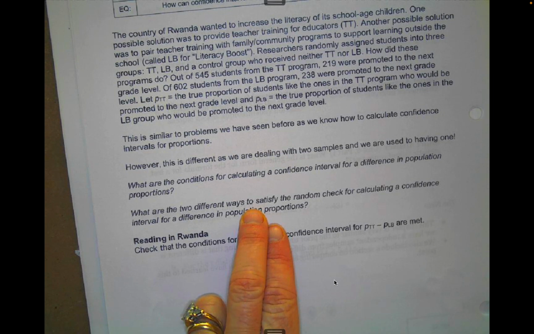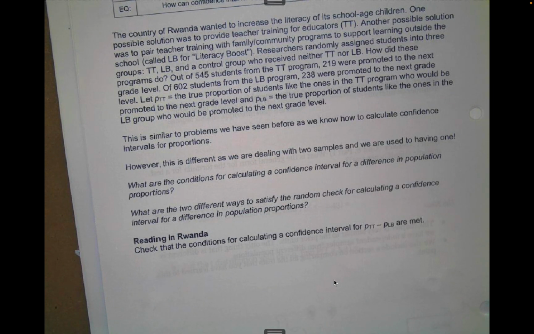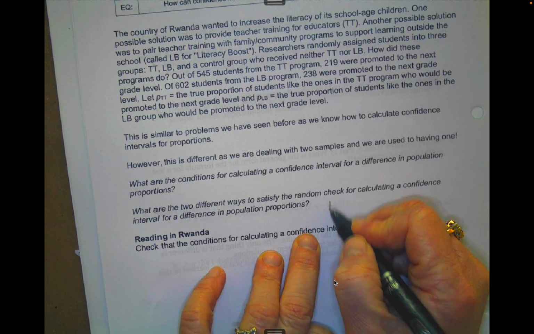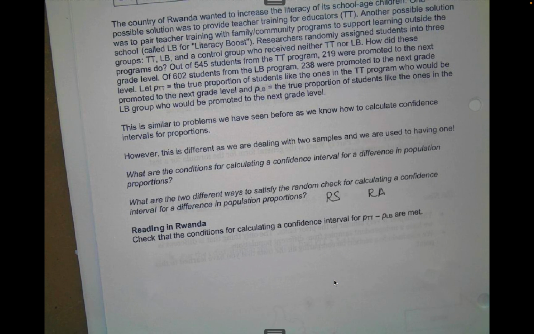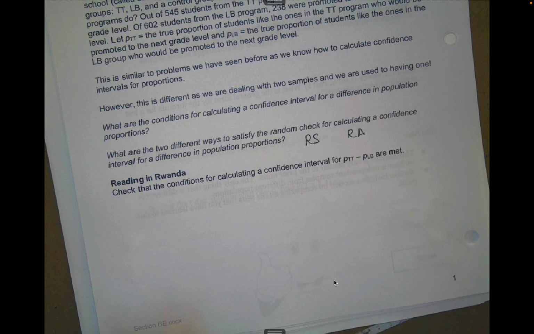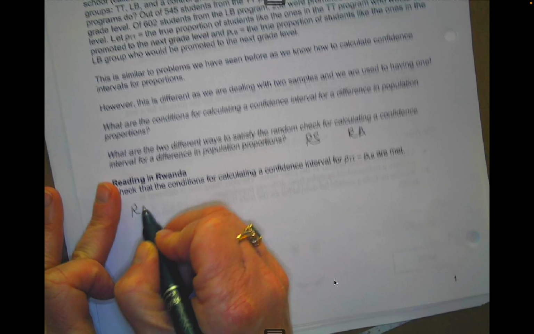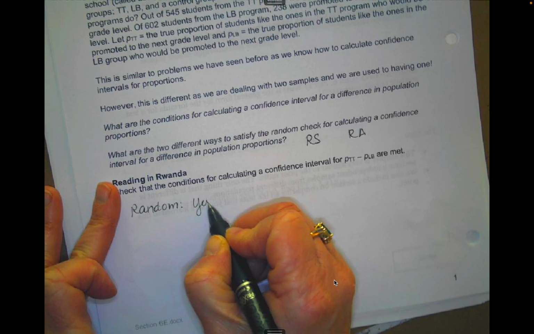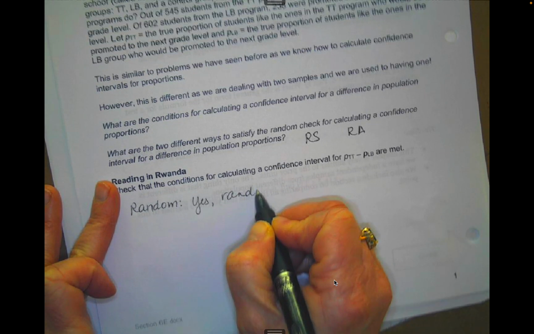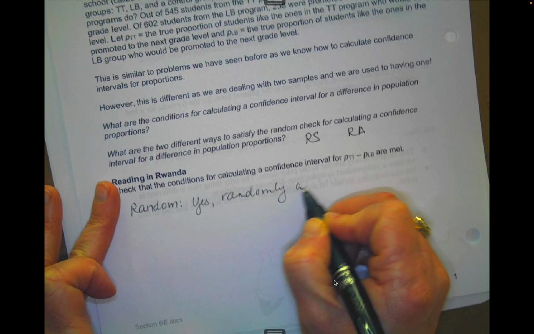The random check here is what I was just referencing. You could have a random sample, where we would check the 10%, but you can also have random assignment. Now that we're dealing with 2 groups, we're going to see random assignment more frequently. So if I want to check the conditions for this one, my random check would be yes, they are randomly assigned.